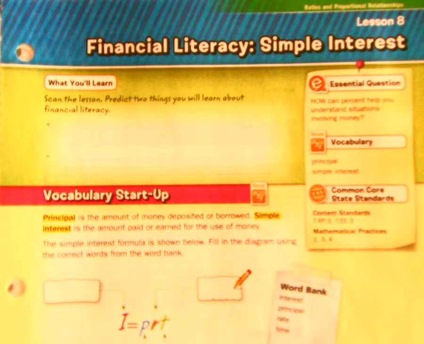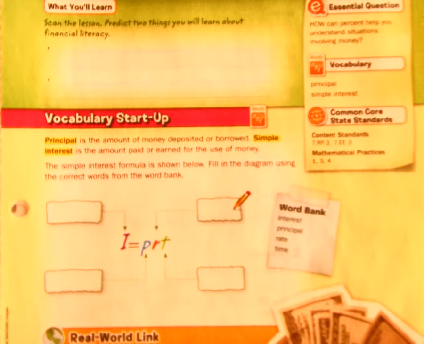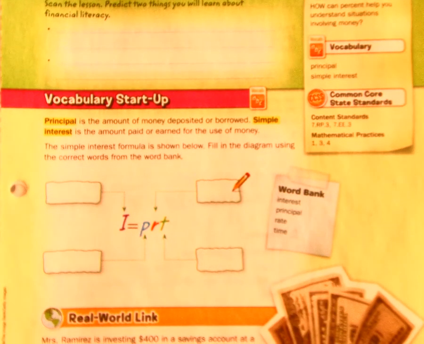Lesson 2.8, Financial Literacy, Simple Interest. Principal is the amount of money borrowed or deposited. Simple interest is the amount paid or earned for the use of money. So again, our principal is how much money we put in the bank or how much we're going to take out of the bank. And simple interest is either how much we're going to pay to use the bank's money or how much we're going to get paid to keep our money in the bank.